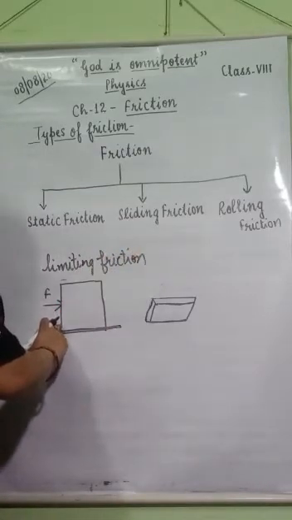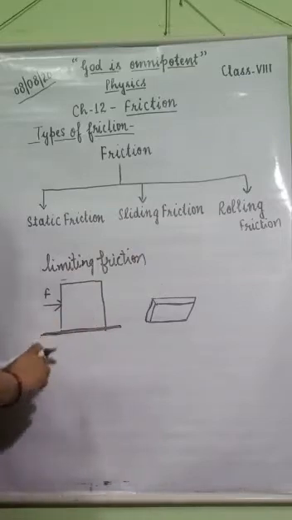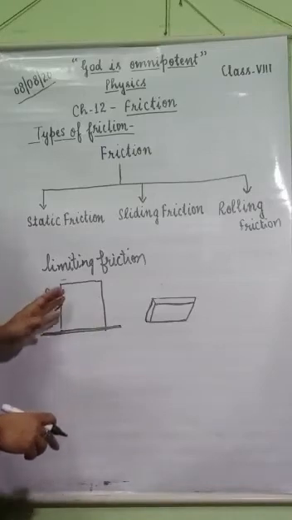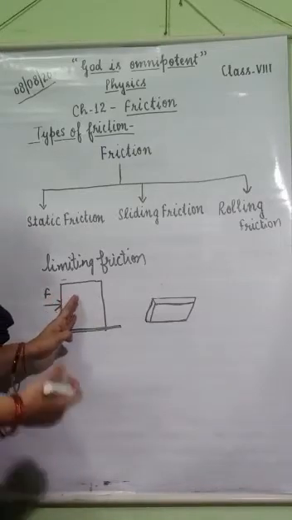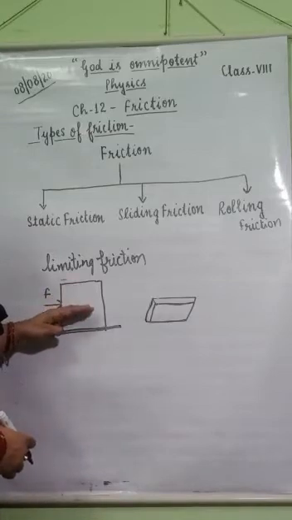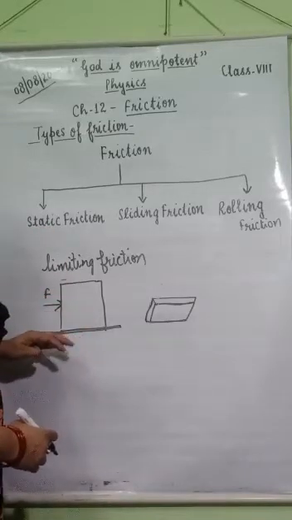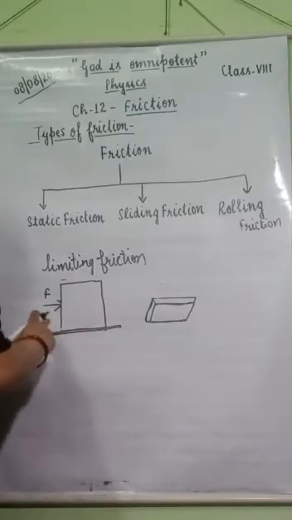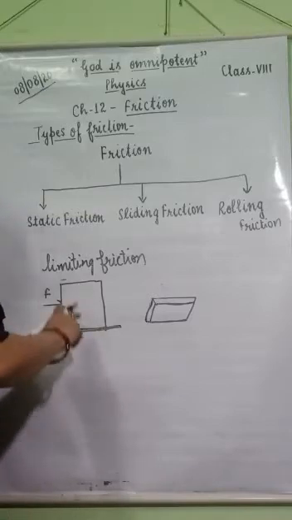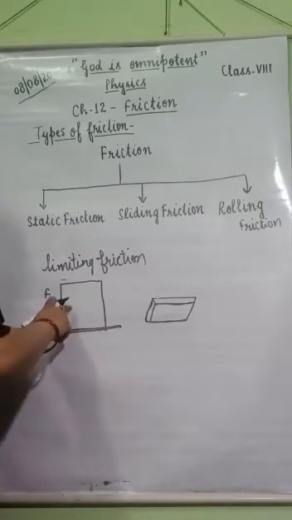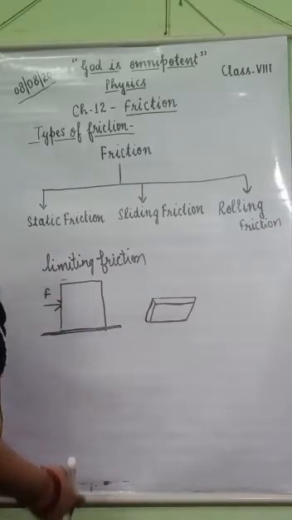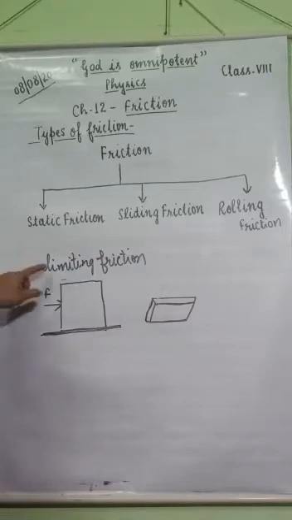Suppose here is a heavy box put on the ground. When a person wants to push it, he applies force, but when this box does not move, it means that due to static friction it does not move. And when he applies more, the maximum force, the heavy box moves. So this maximum force due to which an object moves is known as limiting friction.